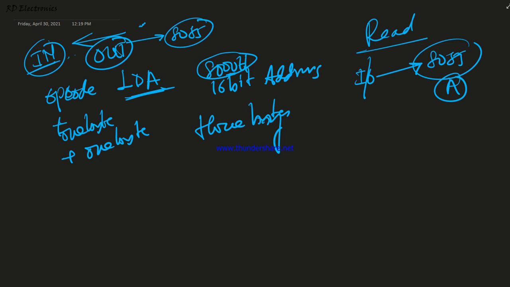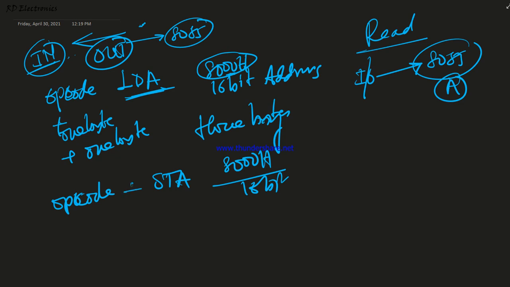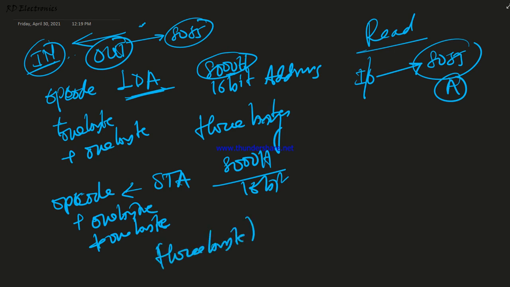Okay. Similarly, the next instruction is STA, say STA 8000. Again this is a 16-bit address. This is similar to LDA, but the operation is different. For STA, 1 byte is required for the opcode, 1 byte for the lower order address, and 1 byte for the higher order address. So this is also a 3 byte instruction for STA. And what is the purpose? The purpose is the write operation.